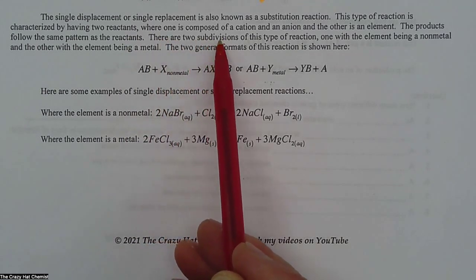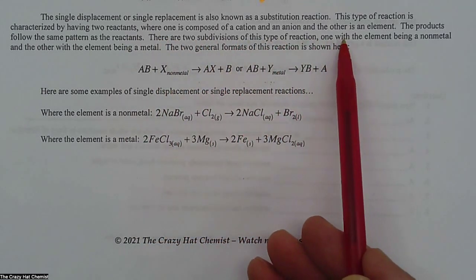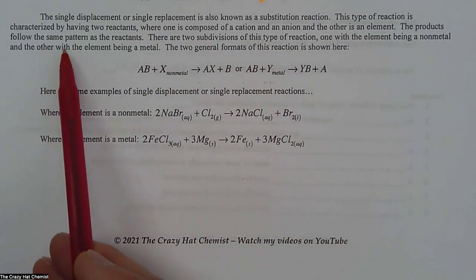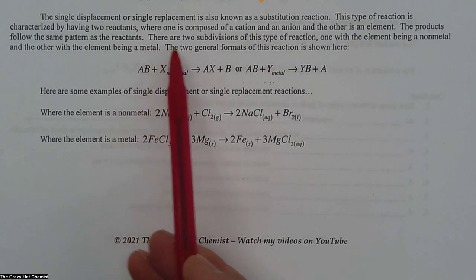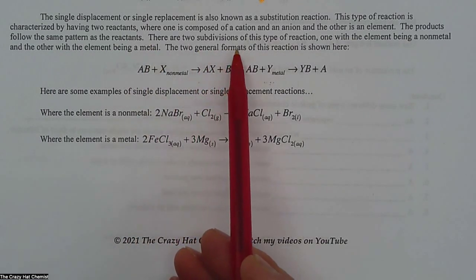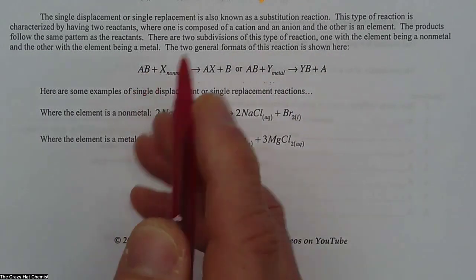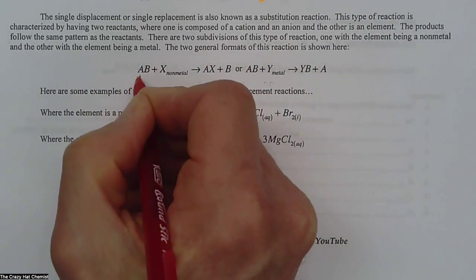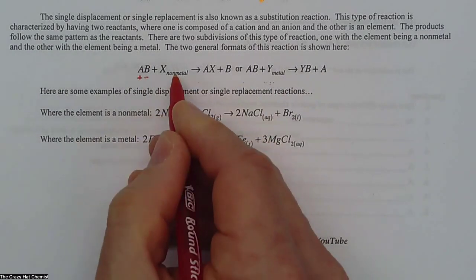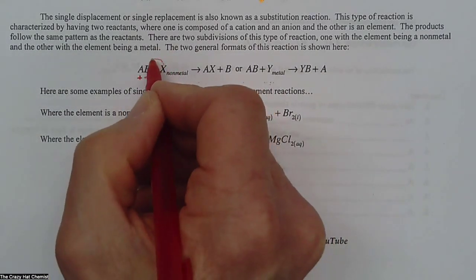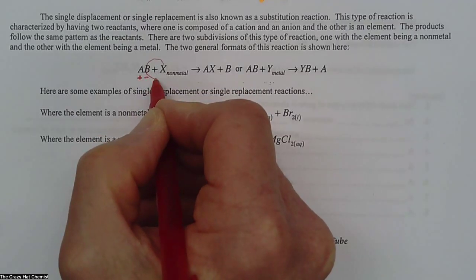There are 2 subdivisions of this type of reaction, one with the element being a nonmetal and the other with the element being a metal. The 2 general formats for this reaction are shown here. We have AB, and that is the cation anion. There's an element that's a nonmetal, and this nonmetal will displace the B, which is an anion.